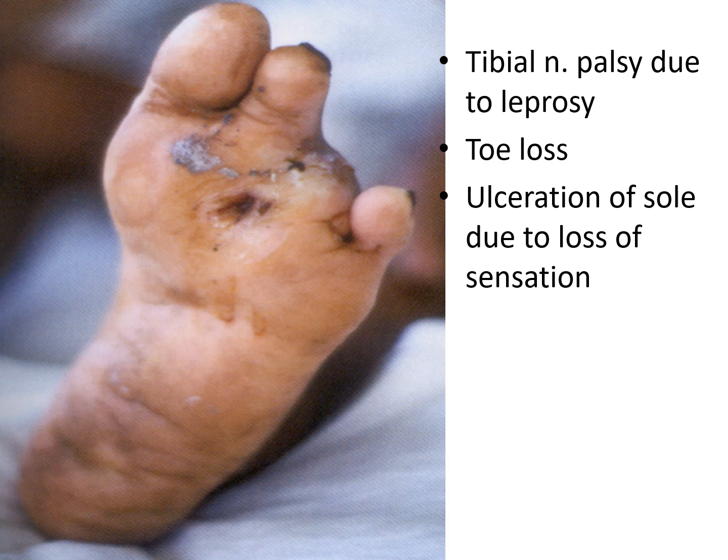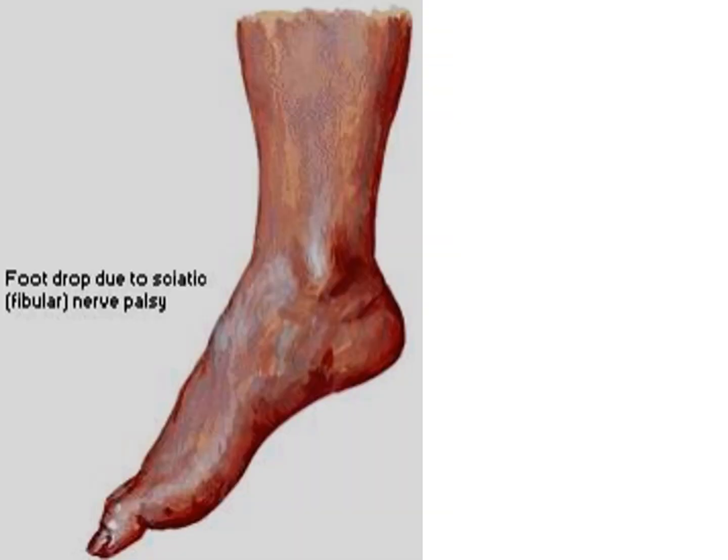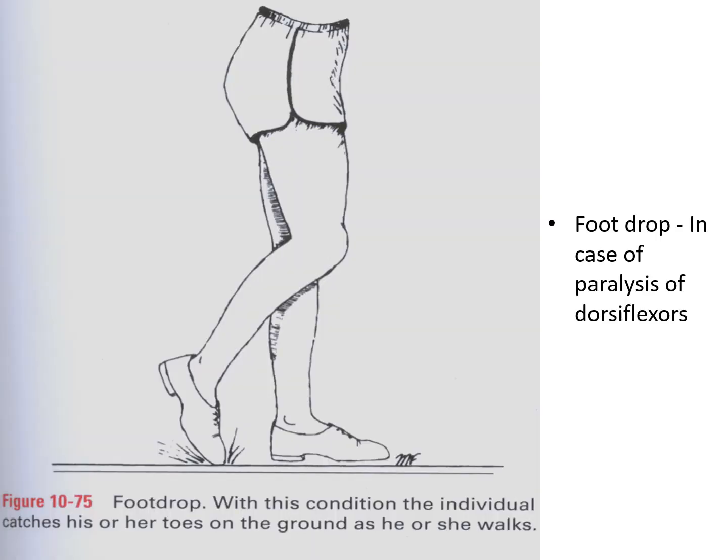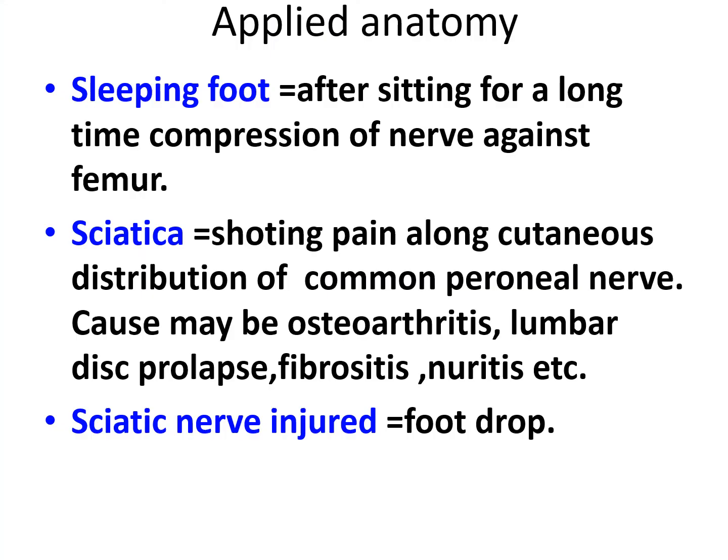Second, tibial nerve palsy due to leprosy: toe loss and ulceration of the sole due to loss of sensation. Foot drop is due to peroneal nerve palsy, also called the peroneal nerve palsy or foot drop. The peroneal nerve is mostly damaged in case of paralysis of dorsiflexion.